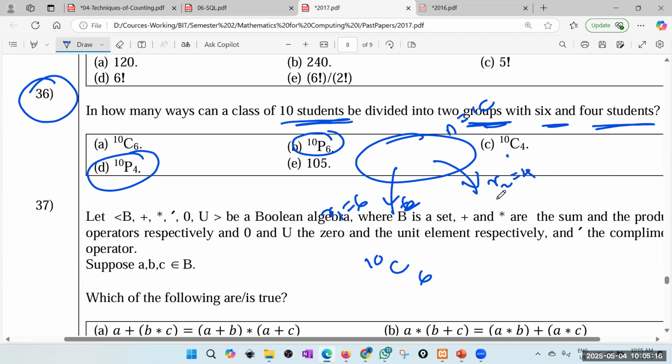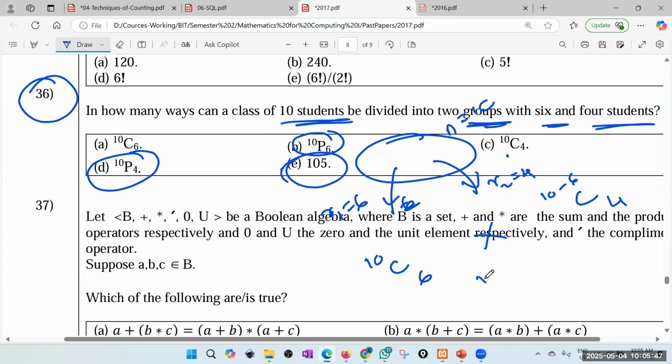Let's write it properly. Now this is 10 minus 6, because 6 is already taken. So we have only 4. 10 minus 6 C, out of those 4 we need to pick 4. Of course, picking 4 out of 4. So therefore that is why we say NCN is 1. So therefore you can multiply now. 10C6, we'll simplify it and see.